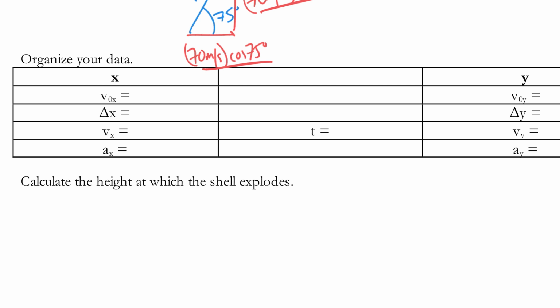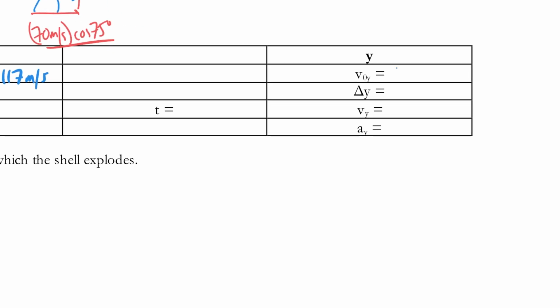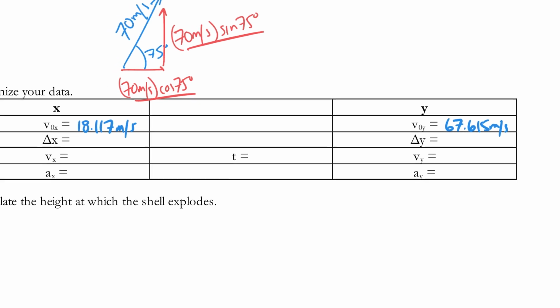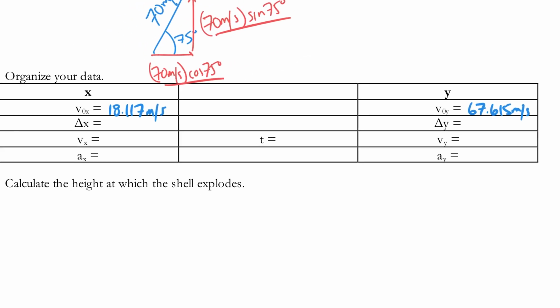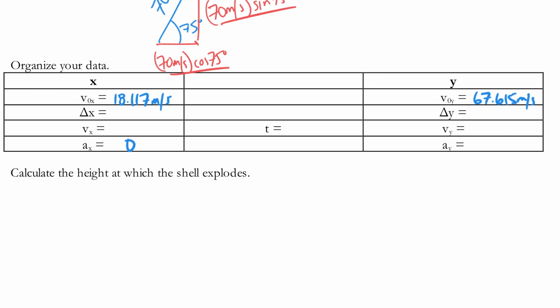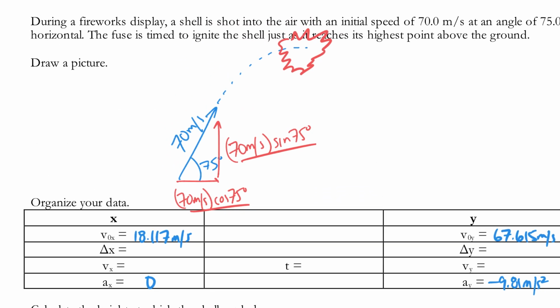You'll get V naught in the X as 18.117 meters per second, and in the vertical we will get 67.615 meters per second. Let's see, what else do we know? Let's go ahead and fill in what we know. Acceleration in the X is 0, acceleration in the Y is negative 9.81 meters per second squared. At the very highest point where it reaches up here, here's our delta X, that's how far it went in the X. Here's our delta Y.